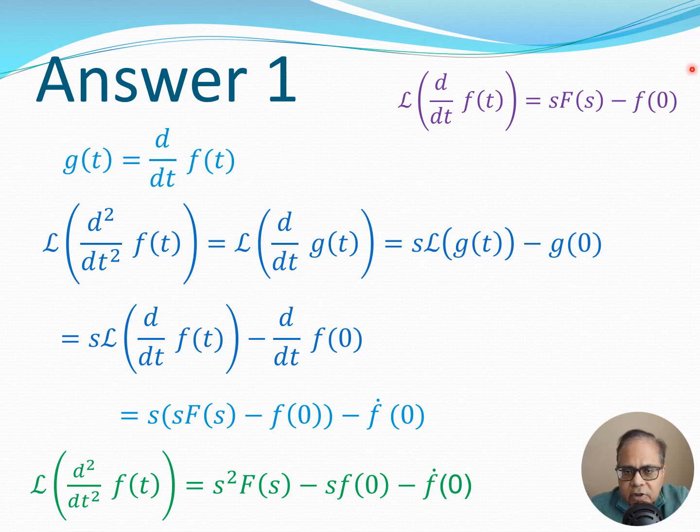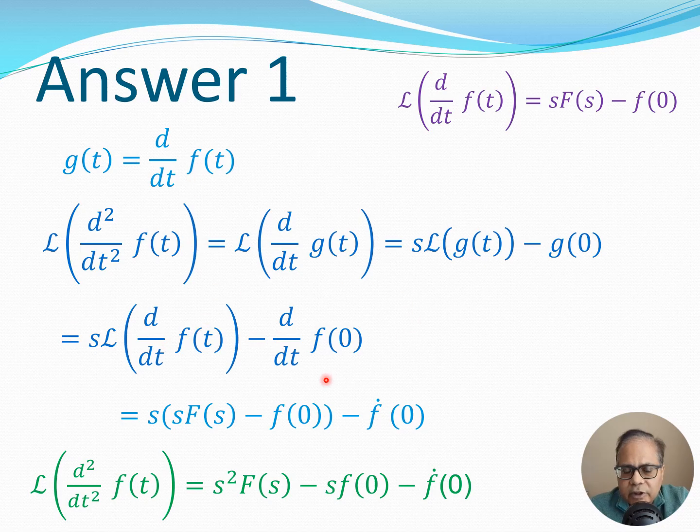Now, using this theorem here, which I have given in purple, I can write this Laplace transform as s into the Laplace transform of g(t) minus g(0). So, using this differentiation theorem, I get this nice looking equation. Now, let's try to simplify it further. So, I can write this as s into the Laplace transform of d by dt f(t), where I simply use the fact that g(t) is d by dt f(t), minus d by dt f(0). So again I have used the fact that g(t) is defined in this manner. So if I put g(0), that's going to be d by dt f(0).